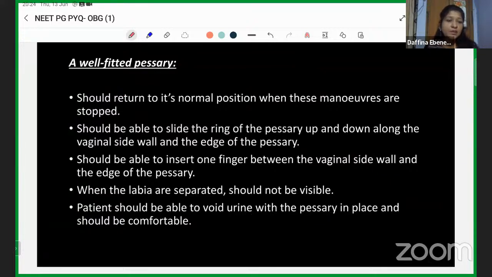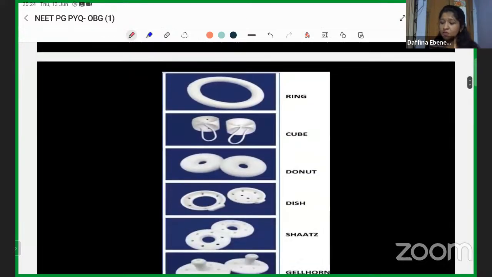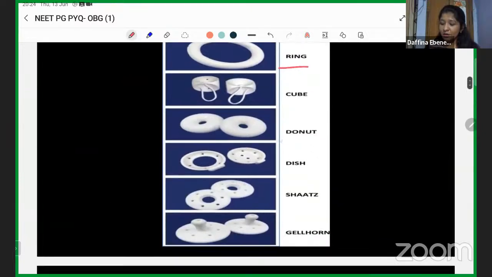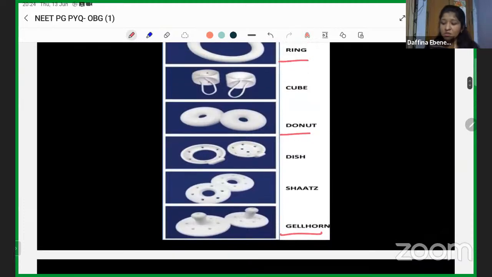Of these, the best will be to perform Valsalva maneuver and to see if the pessary is in place or not. What are the different types of pessary? The most commonly used pessary is a ring pessary. On the other hand, there are other types like donut pessary or a gellhorn pessary. All these are the other different types of pessary. Most commonly, we use the ring pessary.